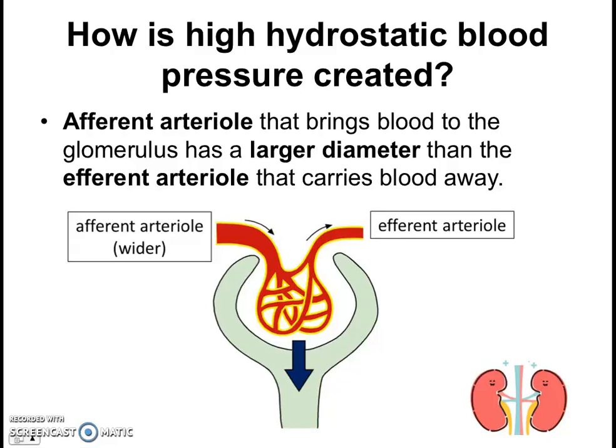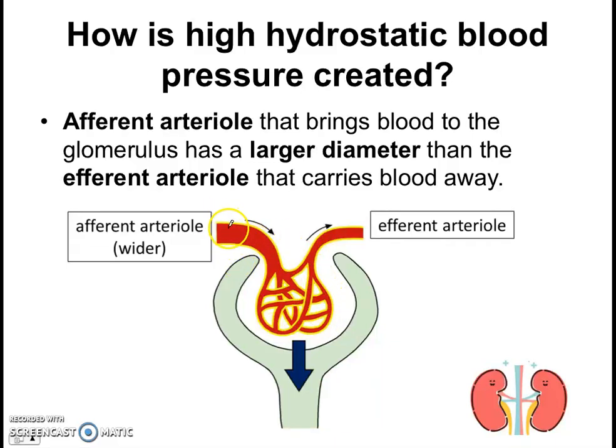They are very well adapted for their function. So, for example, in ultrafiltration, we need a very high blood pressure in the glomerulus. Now, how is this high pressure created? It's something to do with the structure of the glomerulus.